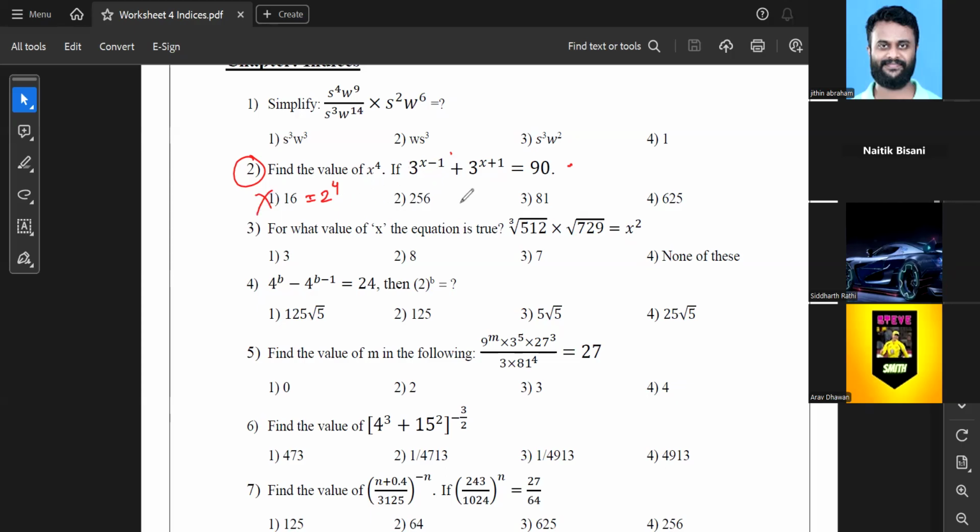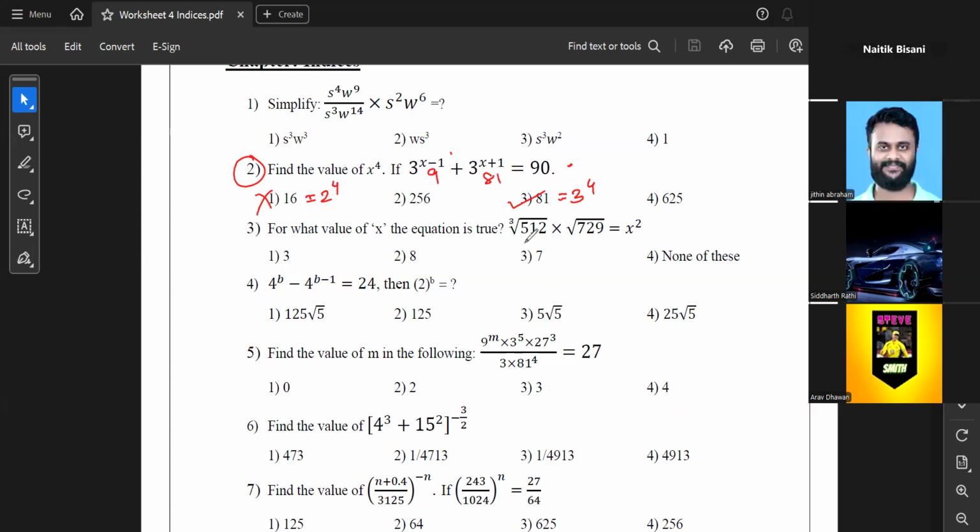Now I'll go for the next best option, that is 3, since this is 3 raised to 4. So I'll substitute 3 over here. 3 minus 1 is 2, 3 squared is 9. 3 plus 1 is 4, that gives 81. So 9 plus 81 is 90. Yes, this will give me the answer.